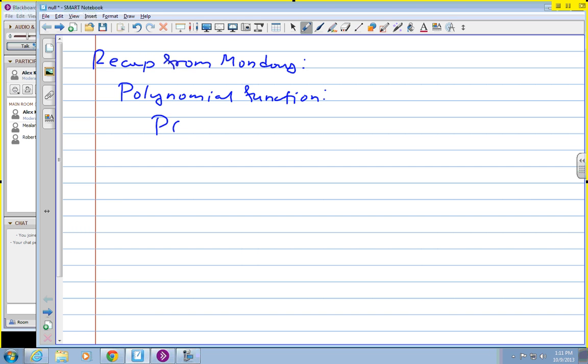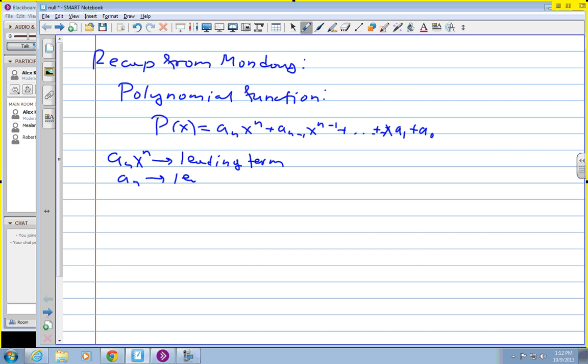And this is all in your notes. I'm going to write it down really fast. I don't know if you want to copy that. So this is the general form of a polynomial function. So we agreed that the first term that carries the highest power, that would be your leading term. The constant itself is the leading coefficient.